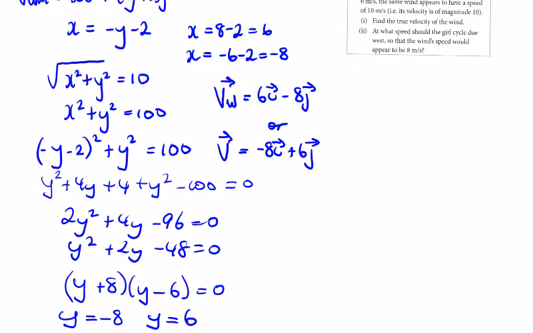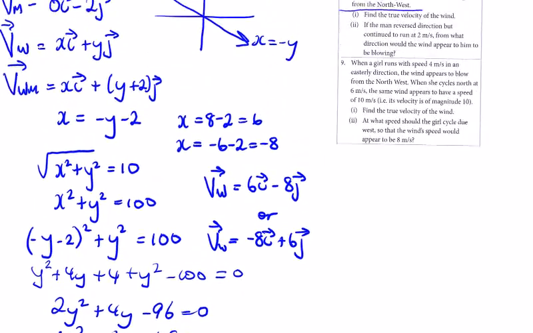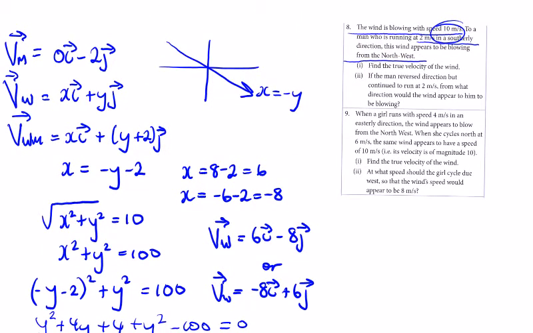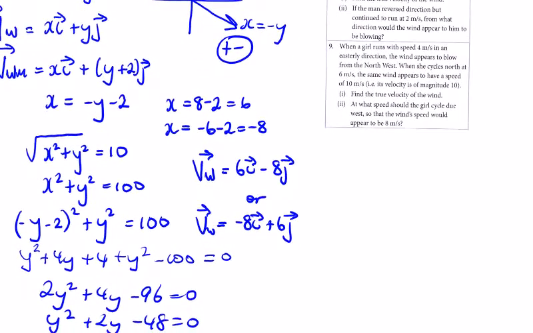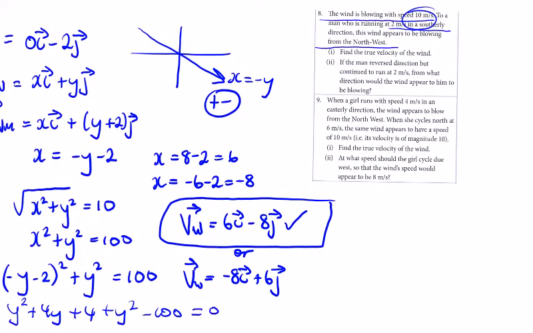So which one of these is correct? We're told the wind appears to be coming from this direction, so we're looking for a positive negative, and positive negative is this one here. So this is the one that we want for the velocity of the wind. And we are asked to find the true velocity. So we have the true velocity down here.